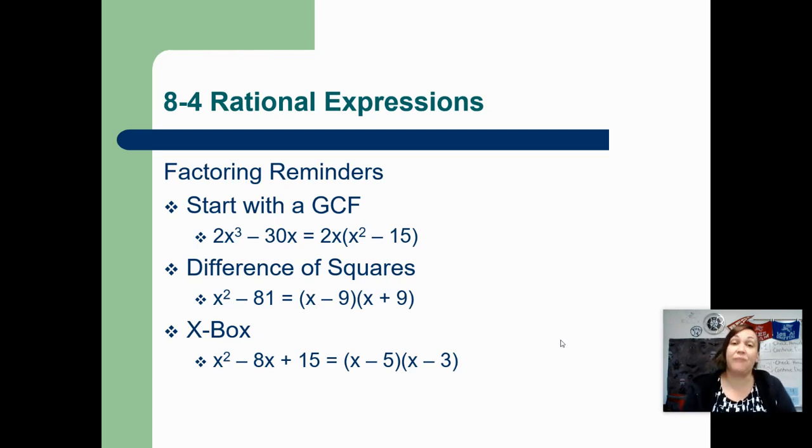If it is a binomial with 2 terms, then the most common type of factoring is a difference of squares. And if it's a trinomial with 3 terms, then you should be doing Xbox. So these are the 3 most common types of factoring. Now, that's not to say that these are the only types. These are just the ones that are going to be used most often.